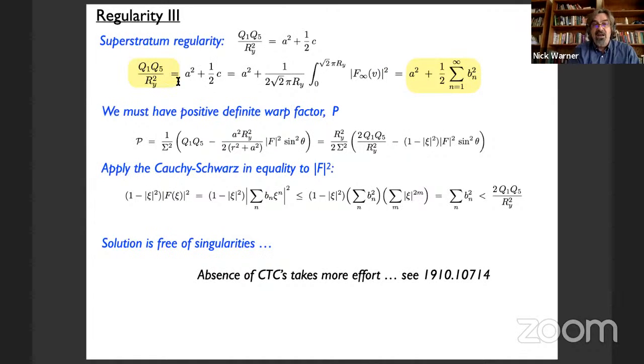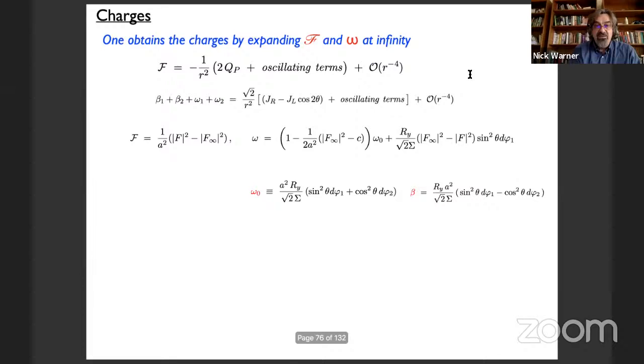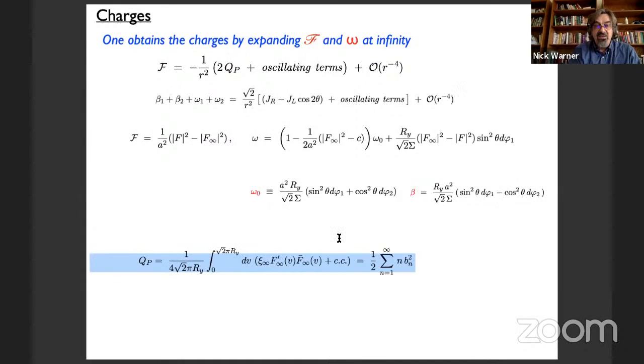The Q1, Q5 condition, the supertube regularity condition, constrains the charges to the sums of bn squareds without the factor of n. So the independence of the momentum charge from the supertube regularity constraint has everything to do with the fact that there's an n here. So those n's actually tell you how the QP differs from Q1, Q5.